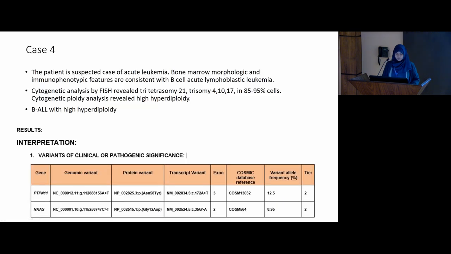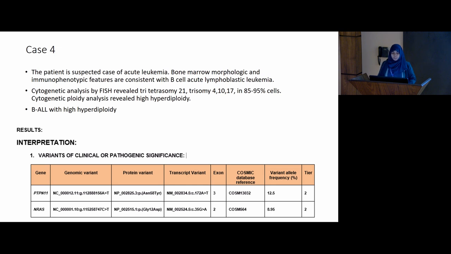So I'll move on to my first case. Me and my colleagues will be talking about cases here. We have given those cases to you as well, and you would have analyzed them, so you can cross-check the results that you have got. So this was a patient, a suspected case of acute leukemia.